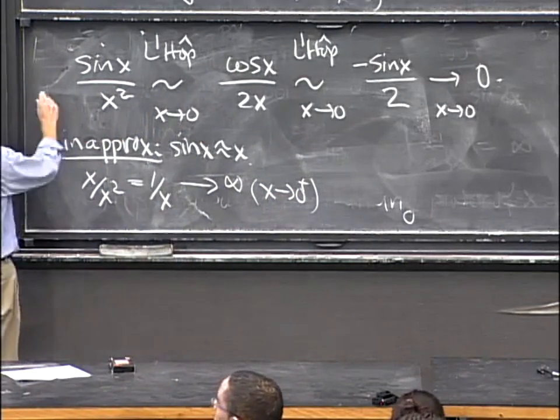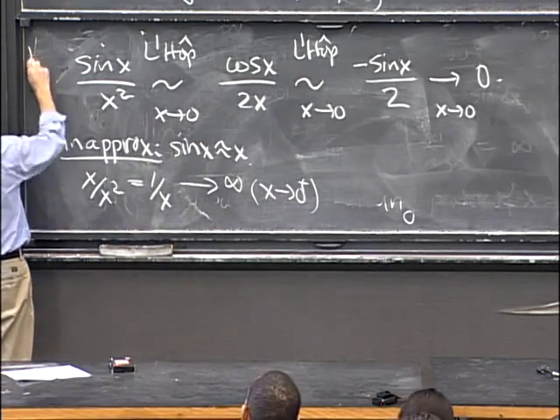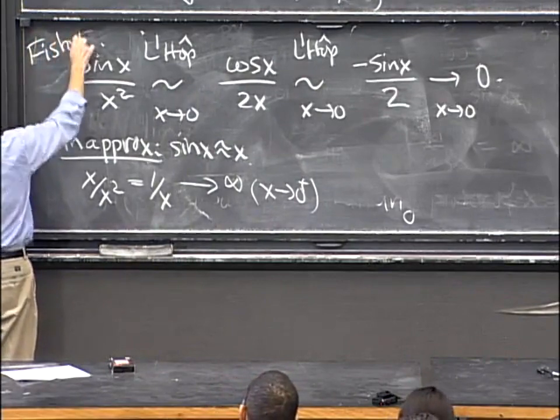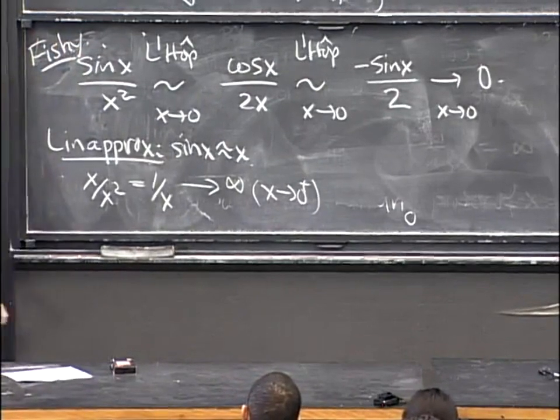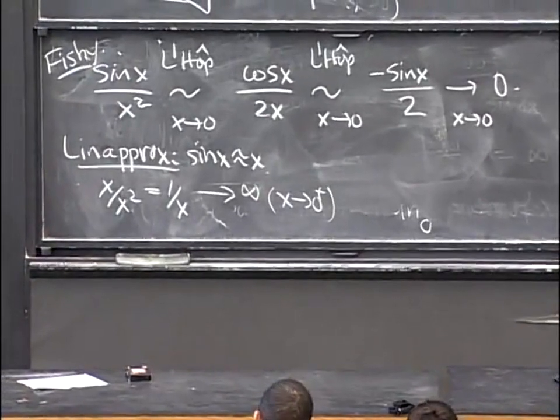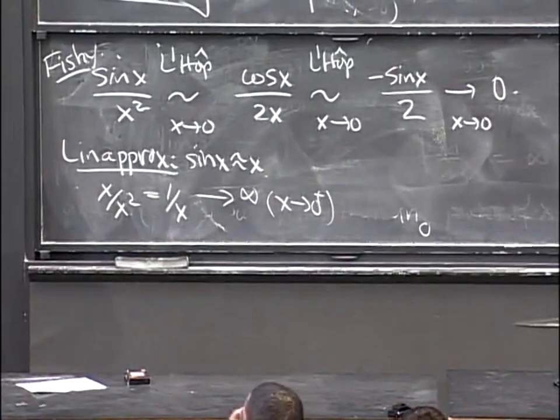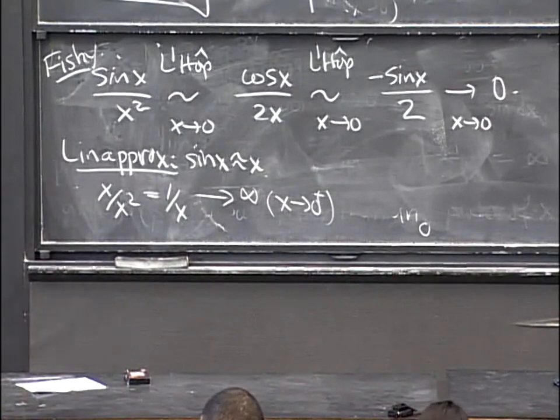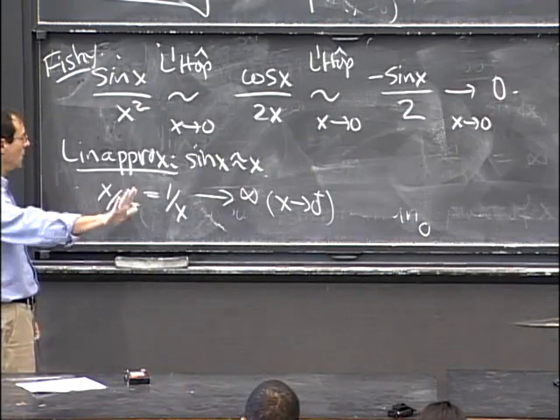So there's something fishy going on here, all right? So this is fishy. Or maybe this is fishy, I don't know. So tell me what's wrong here. Yeah? Your second L'Hopital wasn't applied correctly because cosine x over 2x isn't indeterminate as x approaches 0 because cosine x is just 1. Okay, all right.